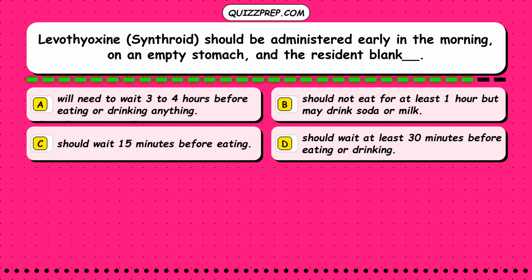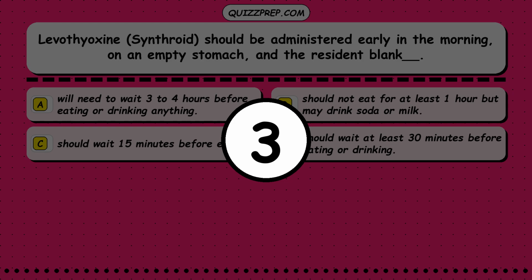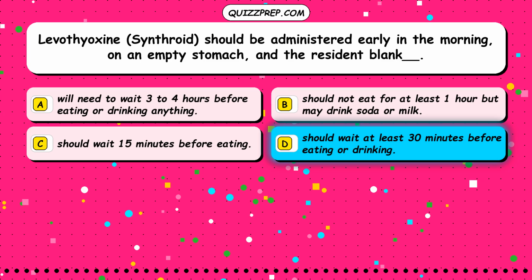Question 40. Levothyroxine, Synthroid, should be administered early in the morning, on an empty stomach, and the resident blank. Option A, will need to wait 3 to 4 hours before eating or drinking anything. Option B, should not eat for at least 1 hour but may drink soda or milk. Option C, should wait 15 minutes before eating. Option D, should wait at least 30 minutes before eating or drinking. The correct answer is option D, should wait at least 30 minutes before eating or drinking.